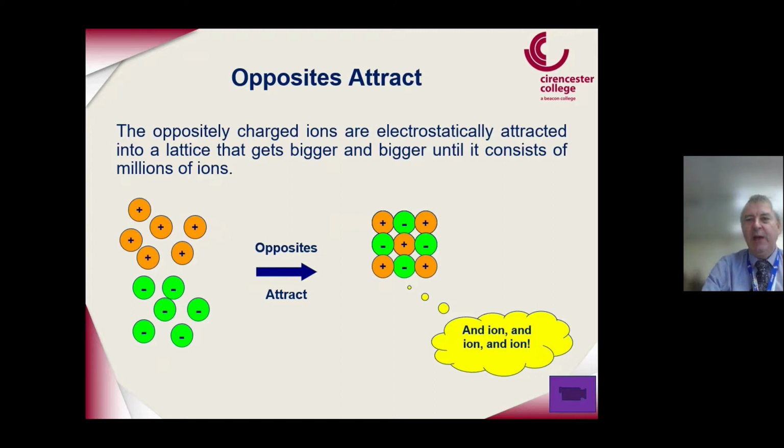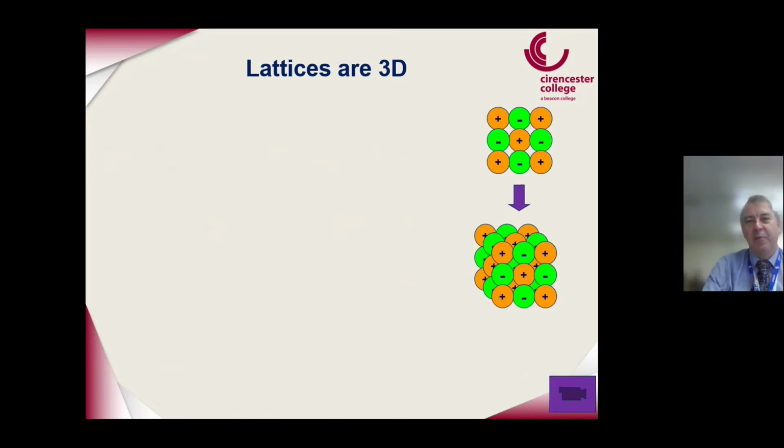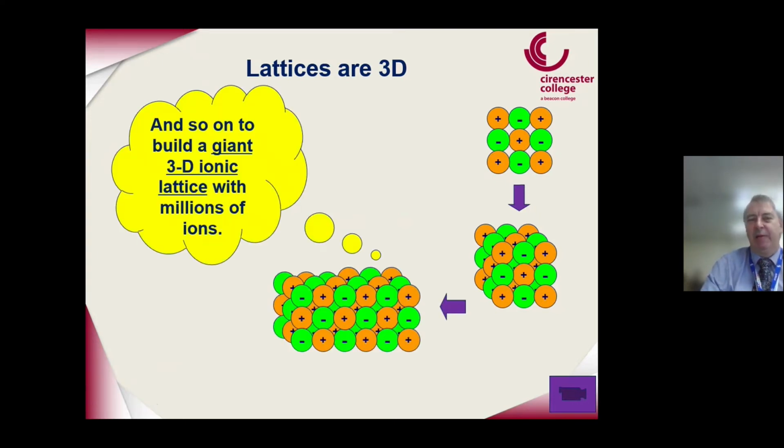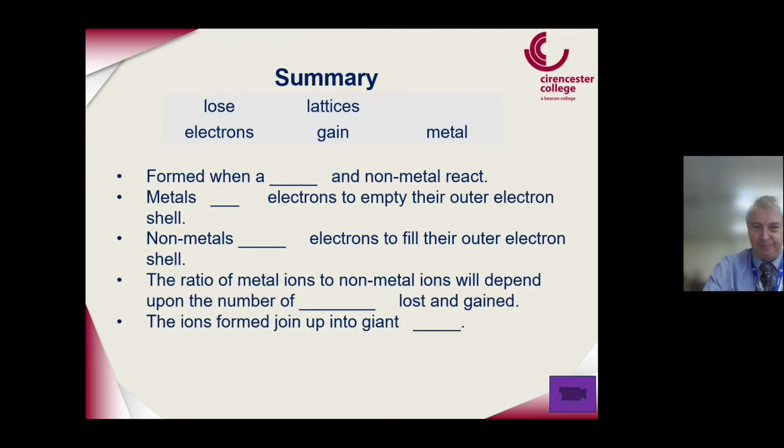Okay, so opposites attract, and therefore we end up with an ionic crystalline structure that could look something like this: positives and negatives sticking together. Okay, and it will go on and on. Now that's a simple structure, which is like one layer of atoms, but this is going to make a 3D shape, and so we end up having a giant 3D ionic lattice. So ionic substances form giant ionic lattices with millions and billions of ions in them.